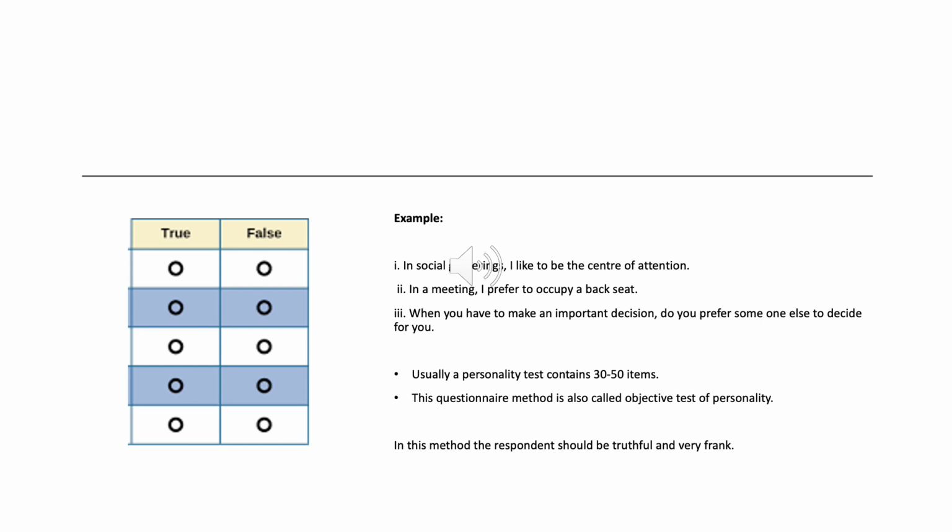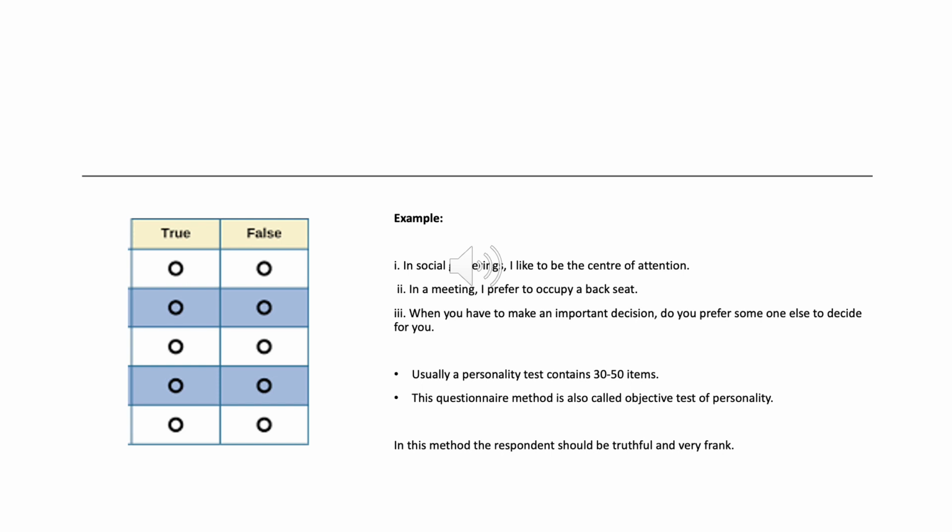For example, in a social gathering, I like to be the center of attention, whether the statement is true or false. Second, in a meeting, I prefer to occupy a back seat, true or false. Third, when you have to make an important decision, do you prefer someone else to decide for you? Now the answer has to be yes or no, or true or false. Usually a personality test contains 30 to 50 items. By item I mean 30 to 50 questions.